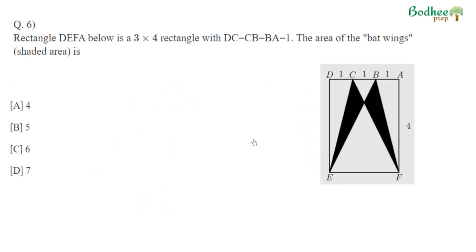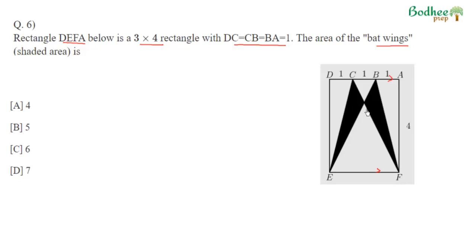Now let's take the sixth question. It looks very interesting. Here it says that the rectangle DEFA is a 3 cross 4 rectangle with the sides equal to 1, and we need to find the area of this shaded region. Now, since this is a rectangle, we can say that these two are parallel, right? The objective is to find the area of the shaded region.